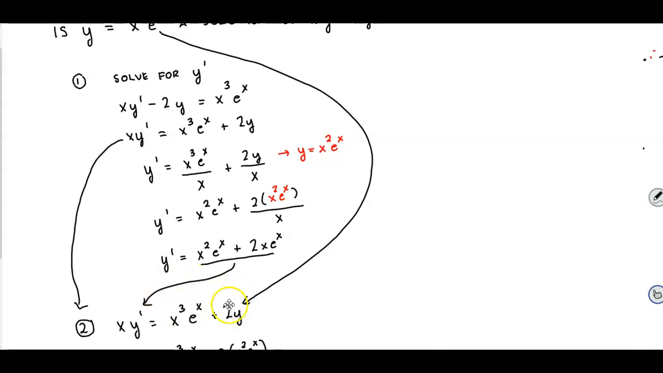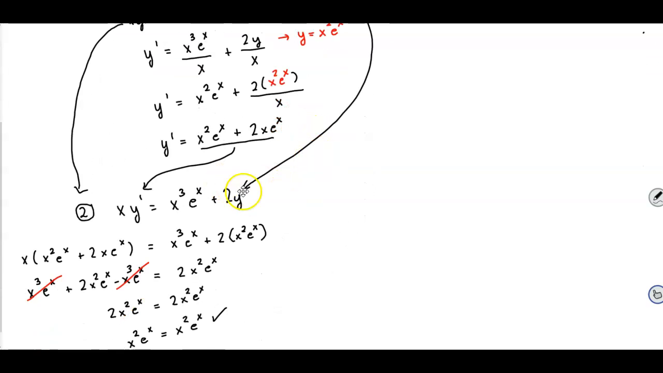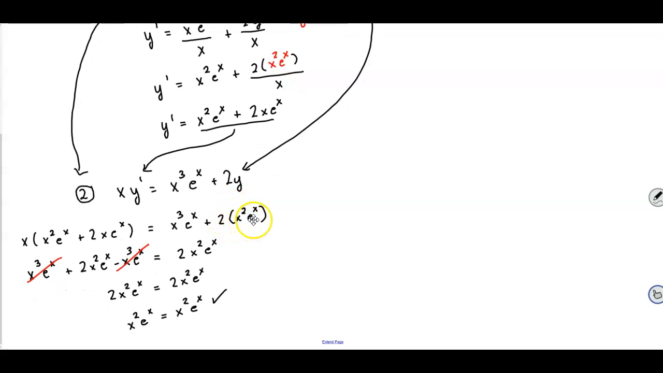So again, if this is our derivative function, well then we're going to go back to asking whether this is a solution of the derivative function. So we need to plug whatever y is into the derivative function. So we're no longer going to have 2y, it's going to be 2 times x squared e to the x. And then over here, we solve for y prime, so we're going to substitute y prime to be what we got here, which is x squared e to the x plus 2x e to the x.